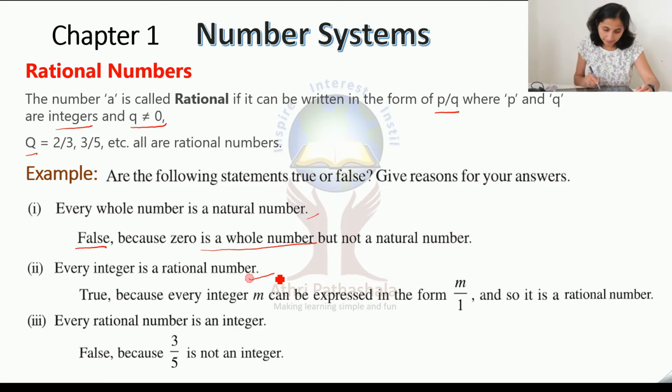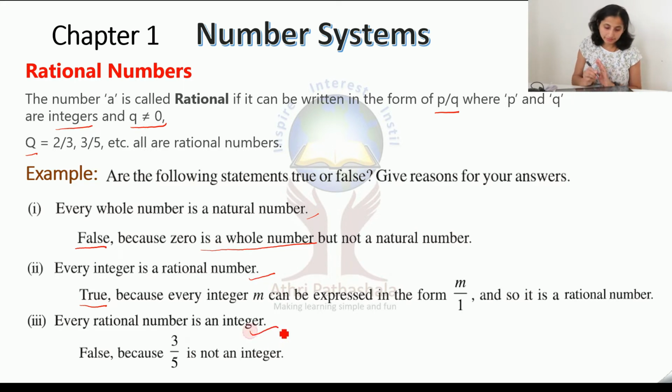And the second statement is every integer is a rational number. Yes, true, because for example, you can take -2, which is an integer. We can express -2 as -2 divided by 1. So we can say that every integer can be expressed in the form p by q. Therefore, every integer is a rational number.